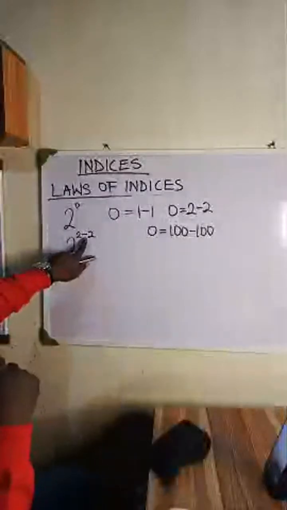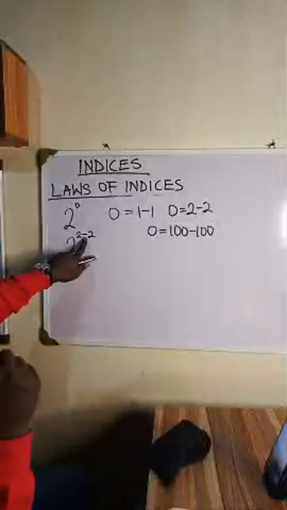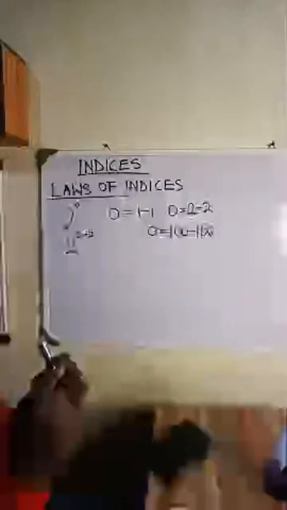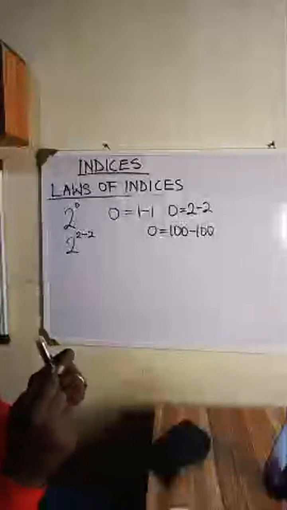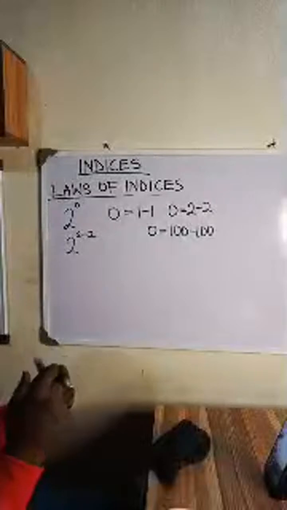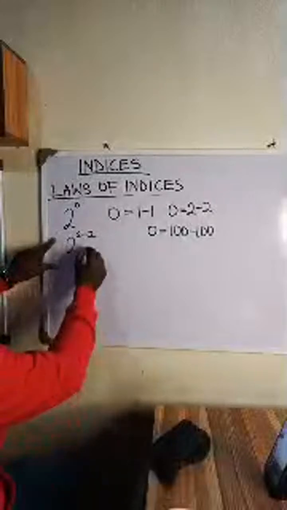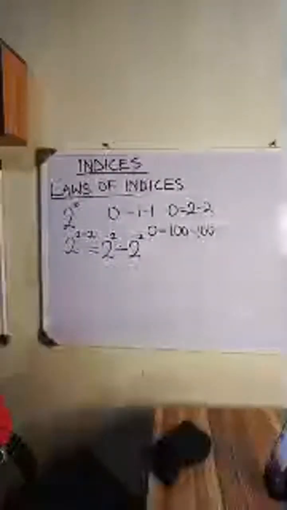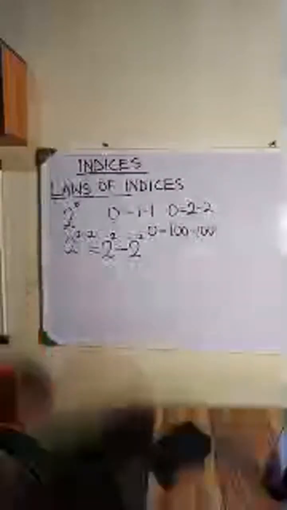But here we can see the subtraction rule in play. Remember, when you have two index numbers, you can subtract the second exponent from the first. So this is the same thing as 2 to the power of 2 divided by 2 to the power of 2.